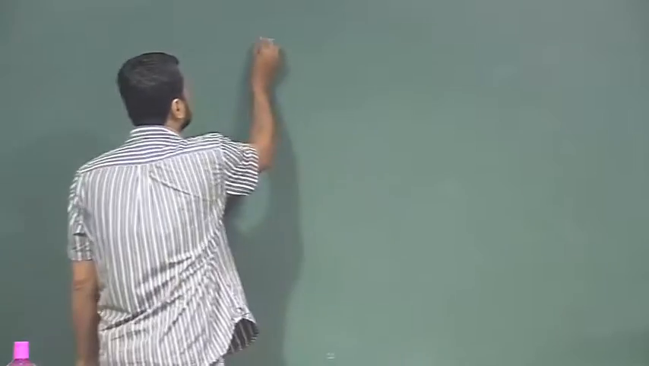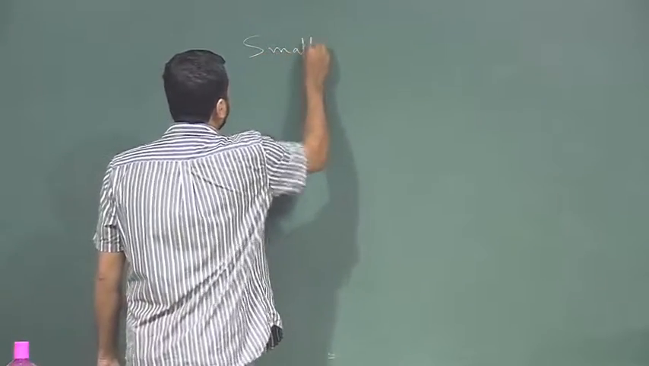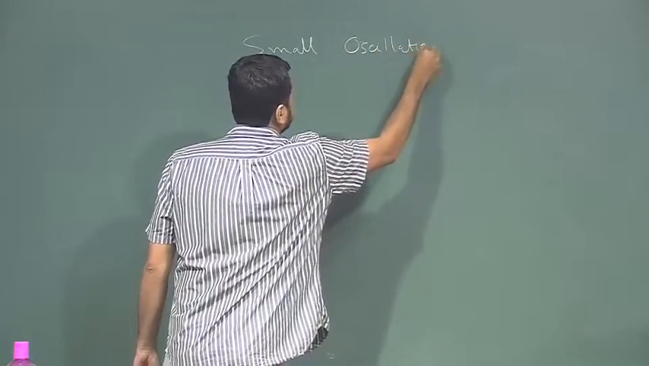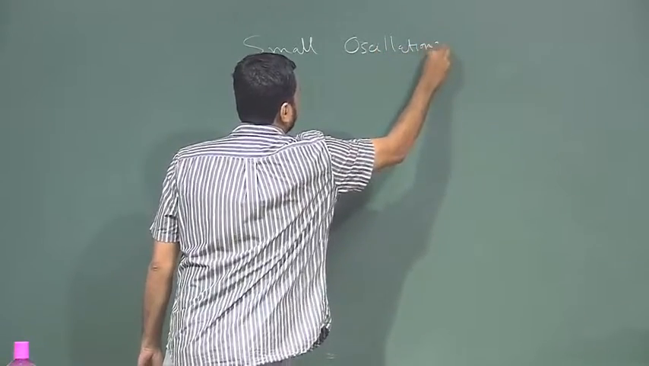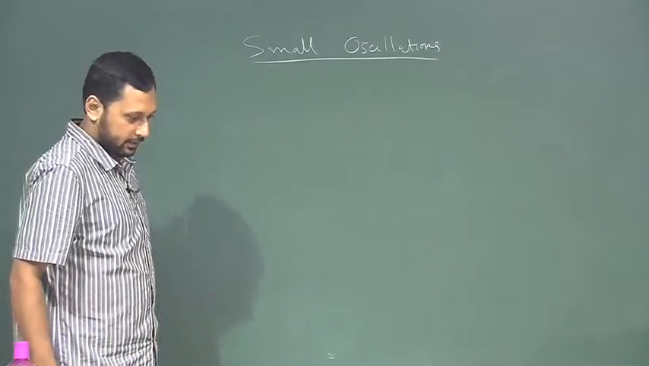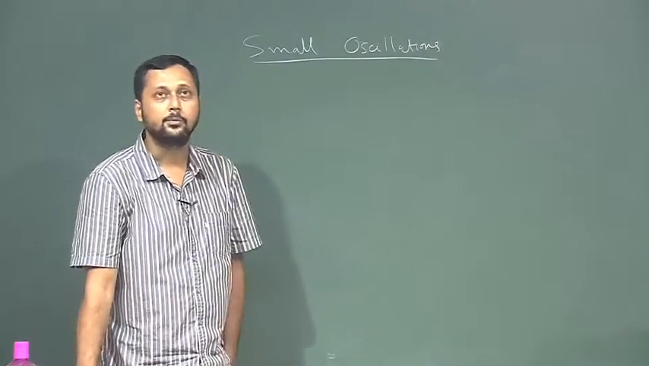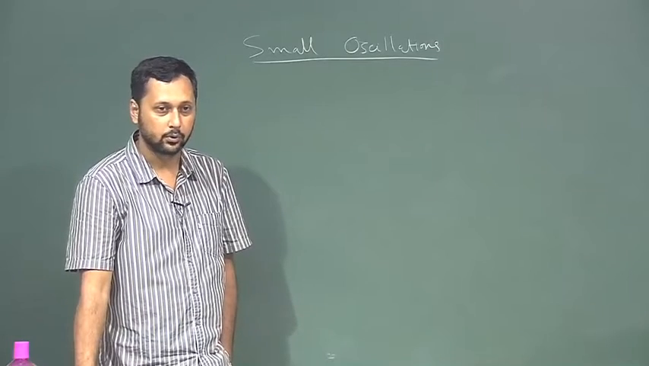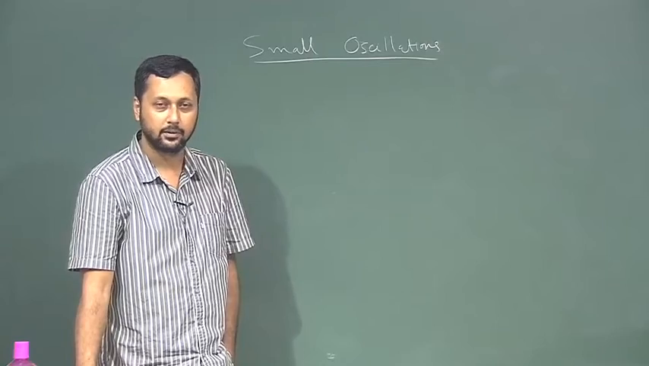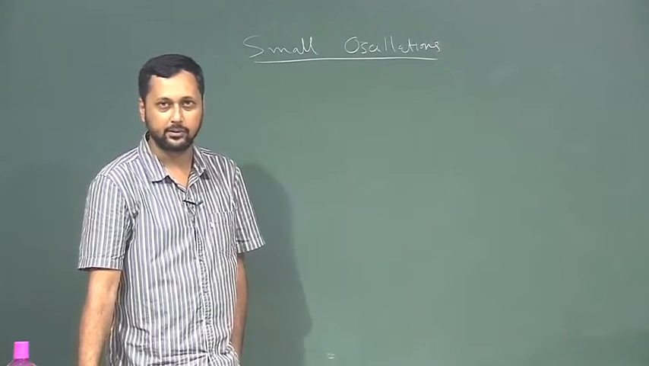Okay. So, we are back and we will be discussing small oscillations. So, we have learned a little bit about normal modes, normal coordinates, and we have learned the terms like stable equilibrium, unstable equilibrium and metastable equilibrium.